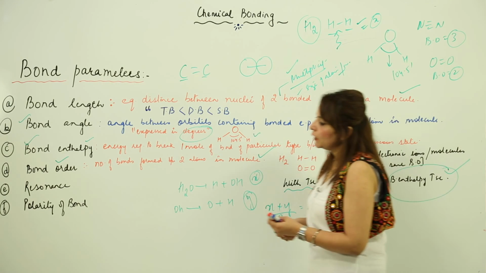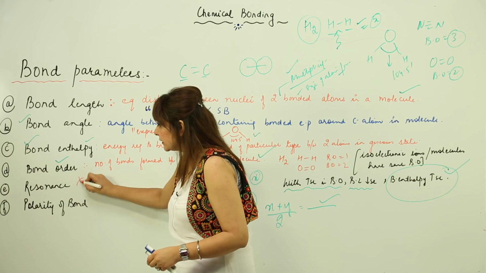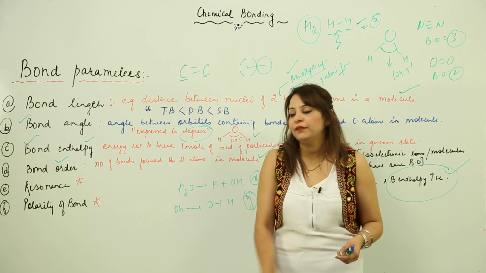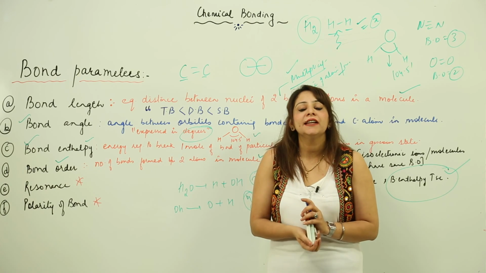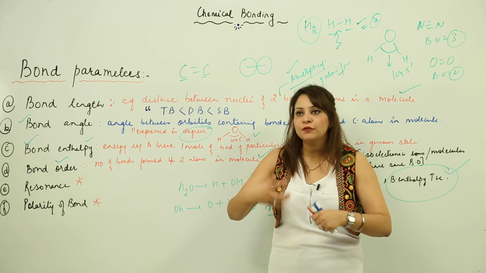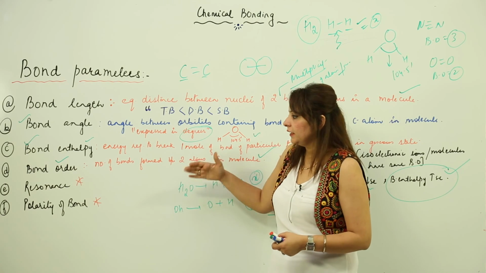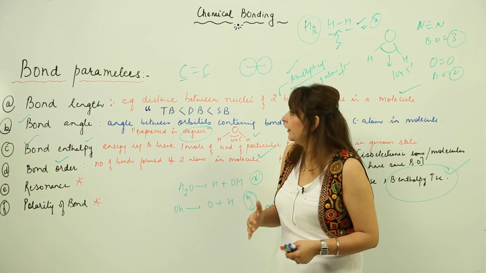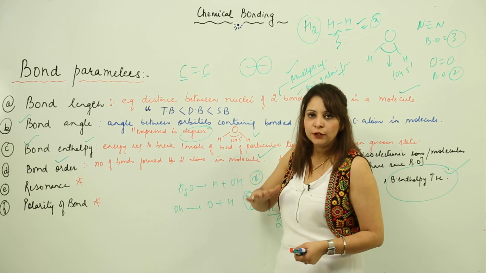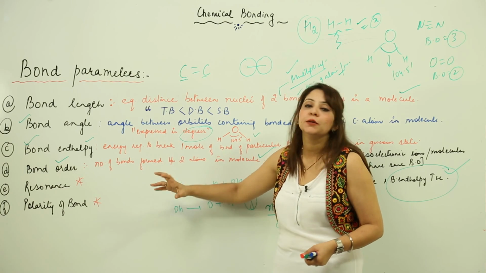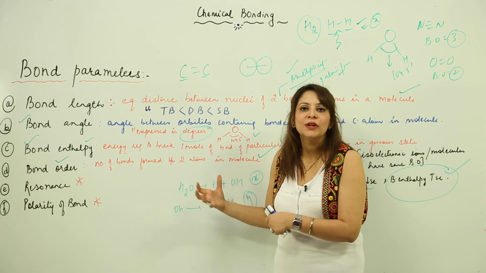The next parameters are resonance and polarity of bond, because they are very important and have to be discussed in detail. So we will take them up in the next, individual topic. I think you are familiar by now with bond length, bond angle, bond enthalpy and bond order. So we are taking up resonance in detail now.